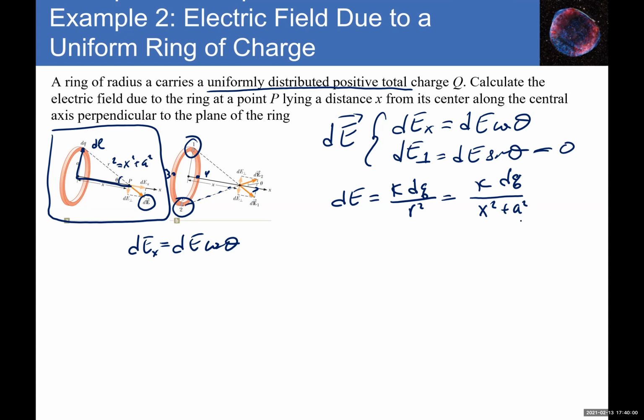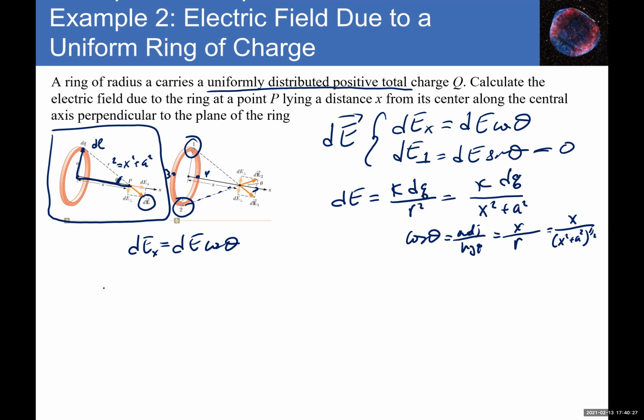So that's my dE. How about cosine of theta? Well, this is my theta. Remember, cosine theta is defined as the adjacent over the hypotenuse. My adjacent is x, and my hypotenuse is r. So it's x over r, which means x over x squared plus a squared to the 1/2, since r is the square root of x squared plus a squared.